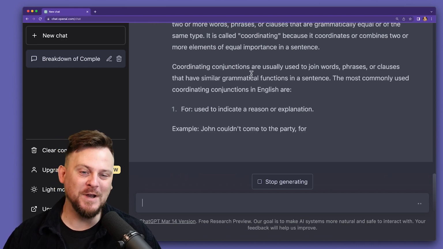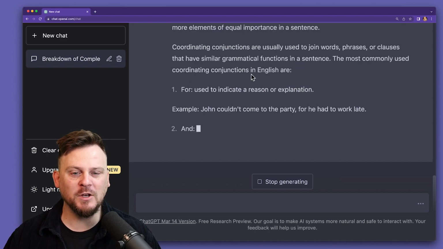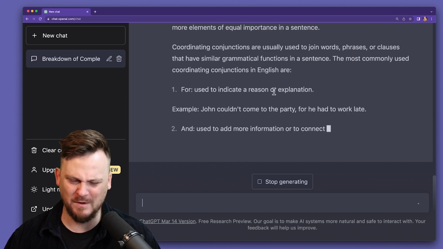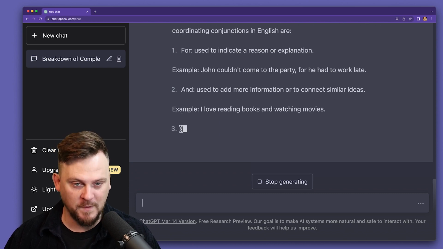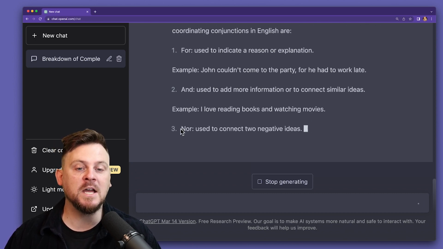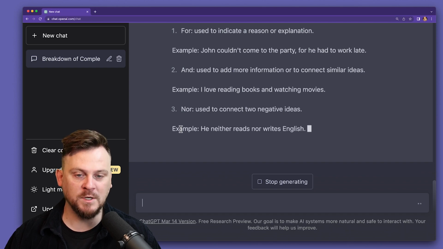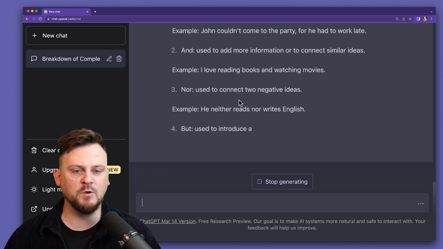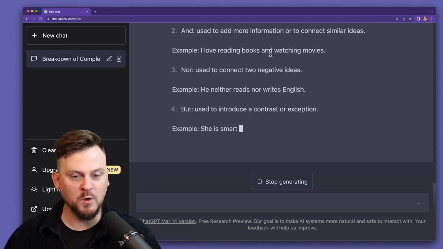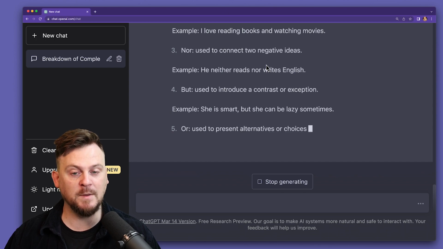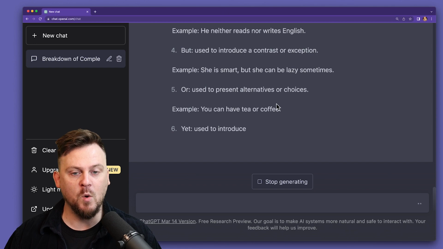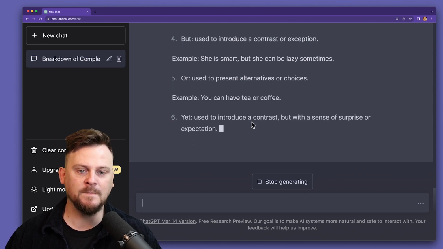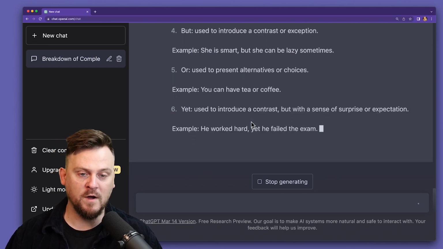"For," used to indicate a reason or explanation. "John couldn't come to the party for he had to work late." Well, that's very old-fashioned and formal. "And," used to add more information or to connect similar ideas. "I love reading books and watching movies." "Nor," used to connect two negative ideas. "He neither reads nor writes English." "But," used to introduce a contrast or exception. "She is smart, but she can be lazy sometimes." "Or," used to present alternatives or choices. Example: "You can have tea or coffee."